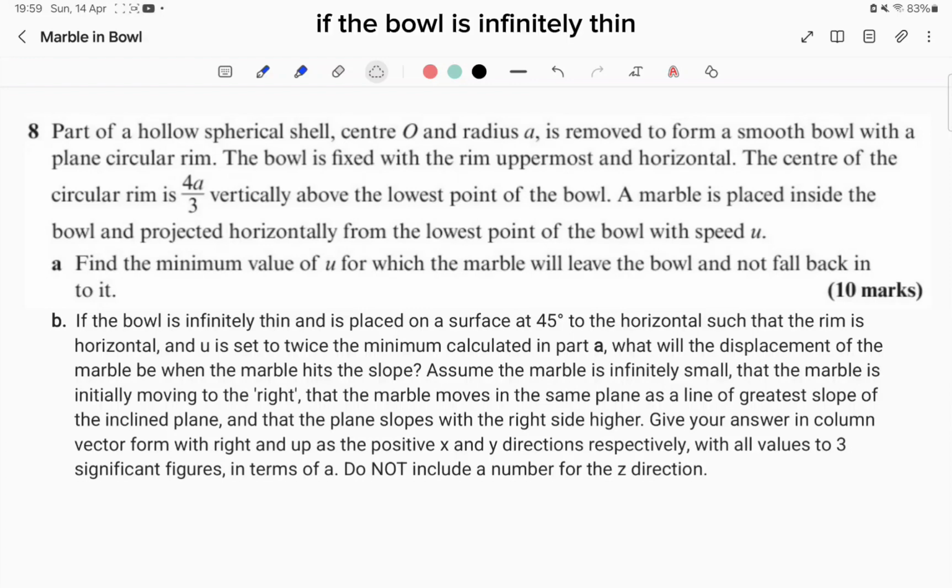If the bowl is infinitely thin and is placed on a surface at 45 degrees to the horizontal, such that the rim is horizontal, and U is set to twice the minimum calculated in part A, what will the displacement of the marble be when the marble hits the slope?